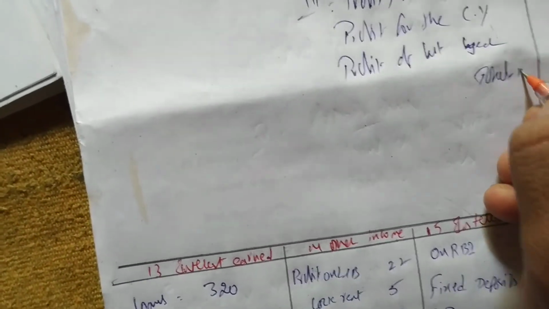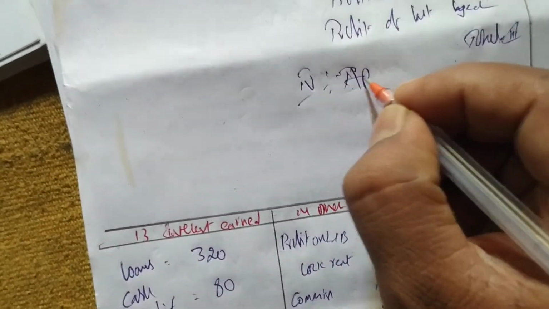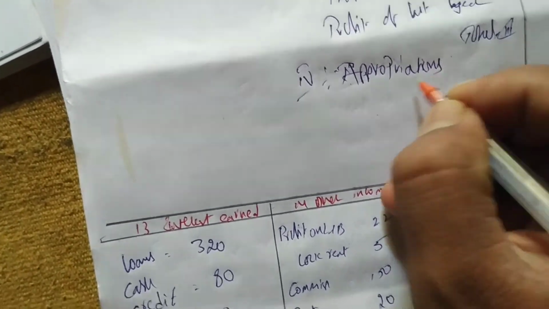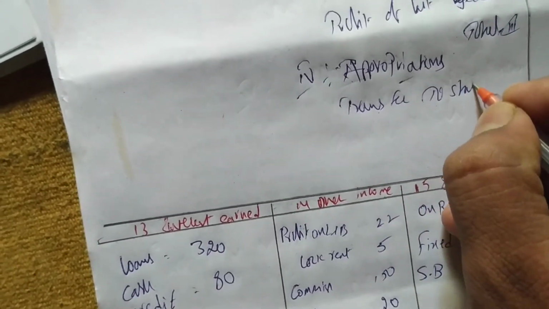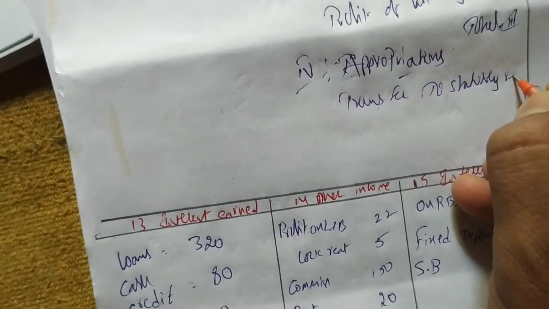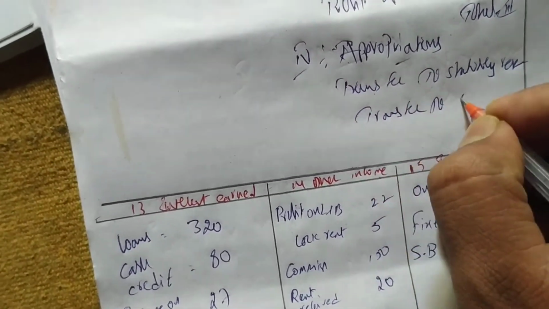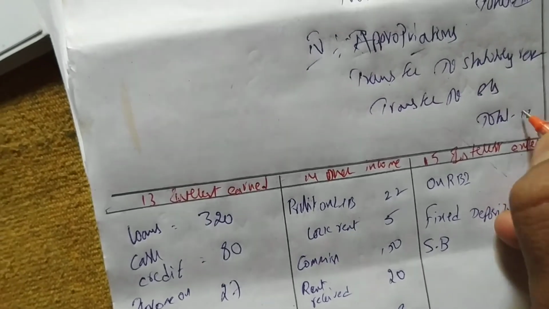Then we write Roman number 4, appropriations. Transfer to statutory reserve. Then write transfer to balance sheet, total 4. Okay, so the entire format is like this, and we'll write one after the other.